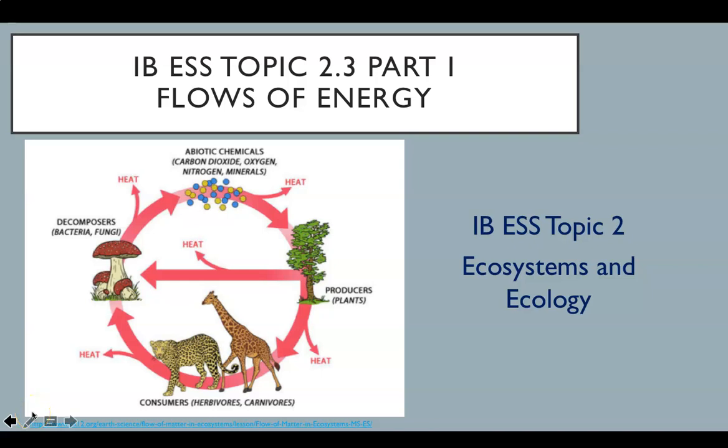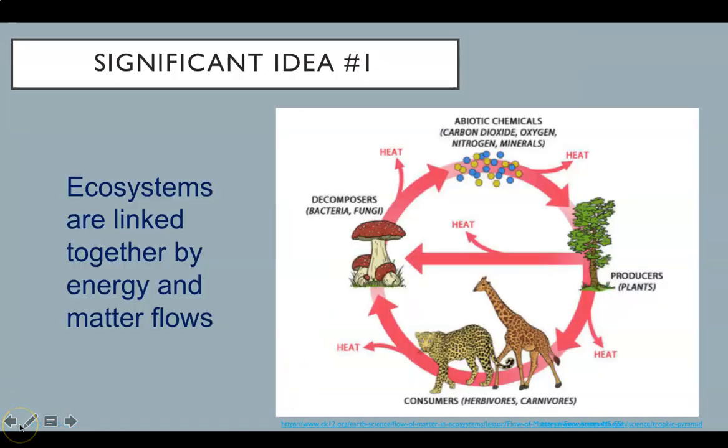This movie covers subtopic 2.3, Part 1, Flows of Energy, under the main topic of ESS Topic 2, Ecosystems and Ecology. Topic 2.3, Part 2, covers flows of matter. The significant idea number 1 for this subtopic is that ecosystems are linked together by energy and matter flows. In this movie, we're focusing on energy.